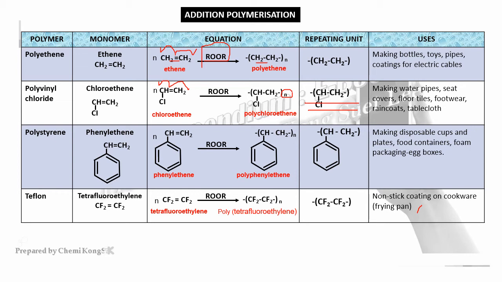So these are the points or the notes that you need to know. How to write the monomer for the polymer, and then how to write the equation to represent the formation from monomer to become polymer, and then how to identify the repeating unit. Actually, it's simple because without the n, then this one will become the repeating unit. And then you must know the function of each of the polymers.